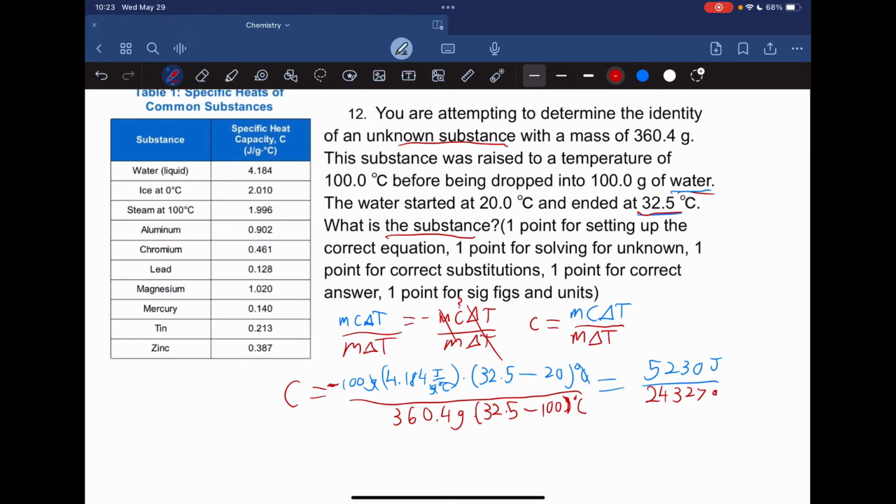And that's in grams times degrees Celsius. And notice our units at the end are going to be joules per gram degree Celsius, which are the units of specific heat. So that's one way of checking our work and making sure that it is correct.